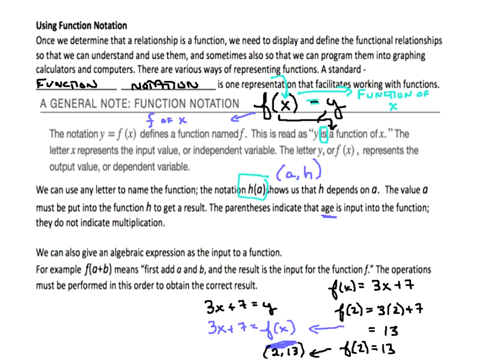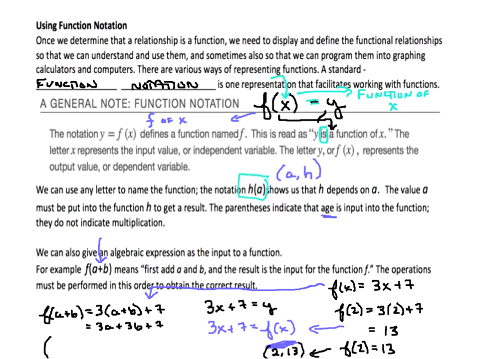All right, so we can also give algebraic expressions to plug in. So let's take this same example at the bottom. f of x is equal to 3x plus 7, but now let's see what f of a plus b would look like. So wherever I see x, I'm going to plug in a plus b. 3 times a plus b plus 7. I have to distribute that 3. That's 3a plus 3b plus 7.